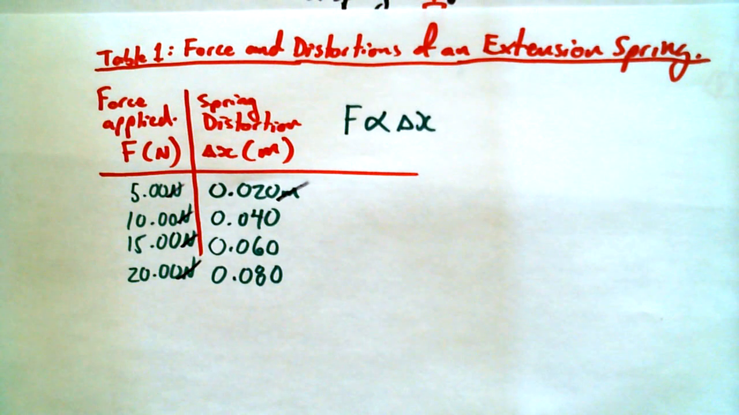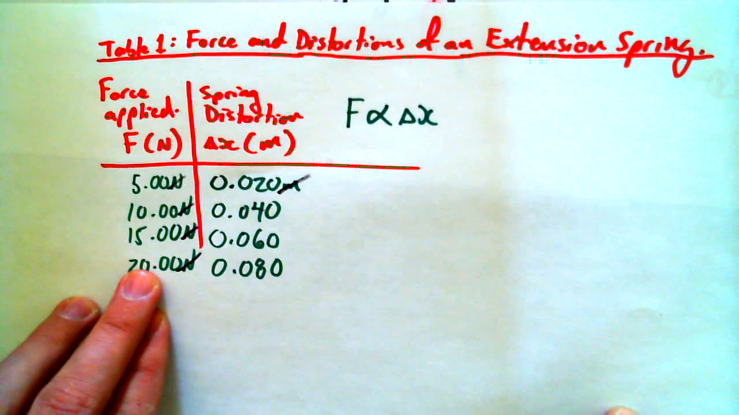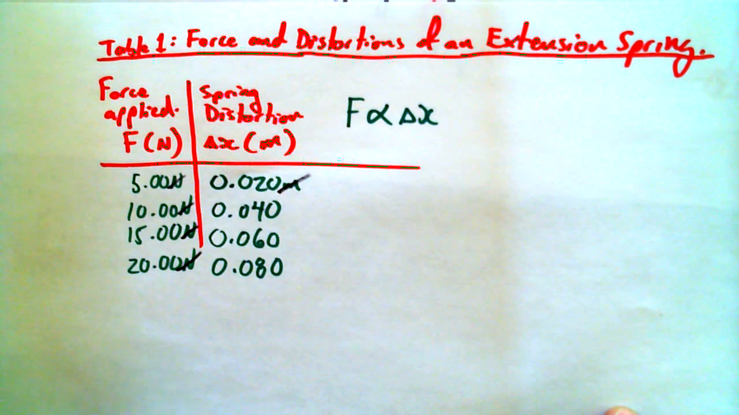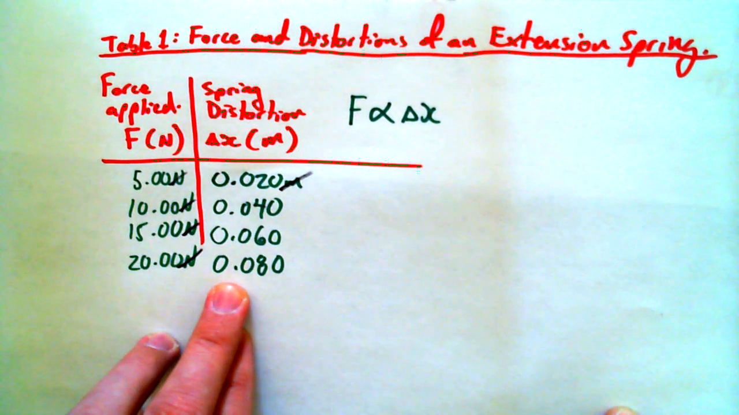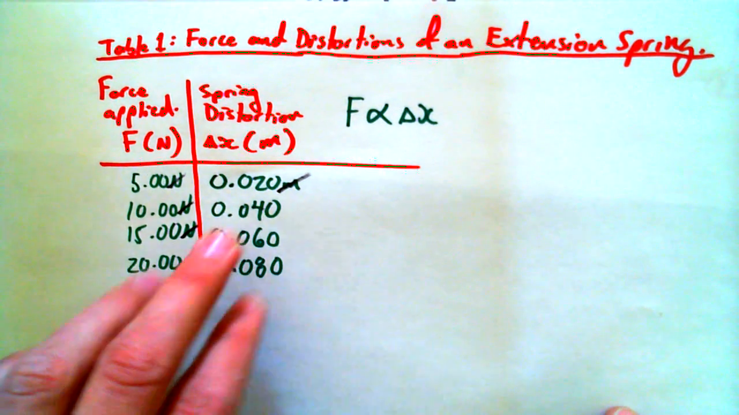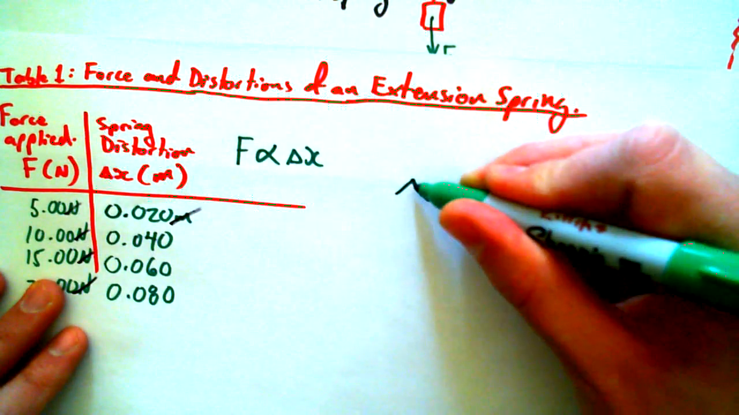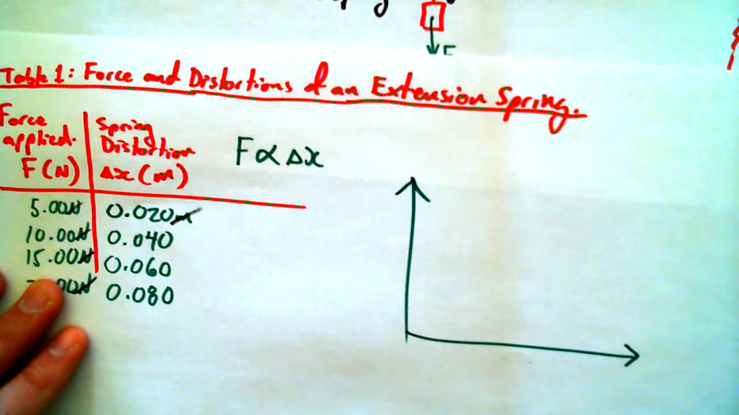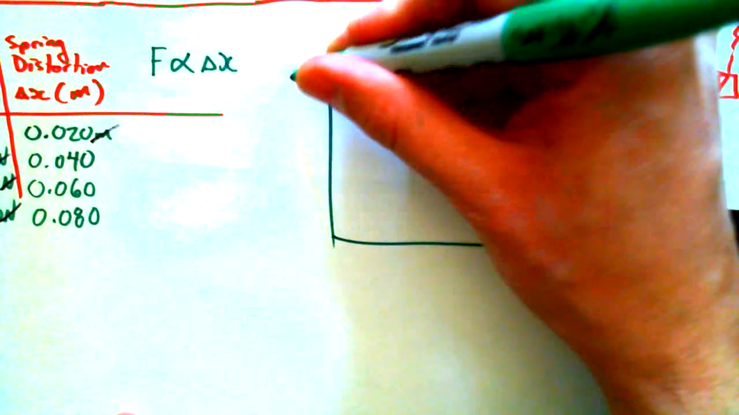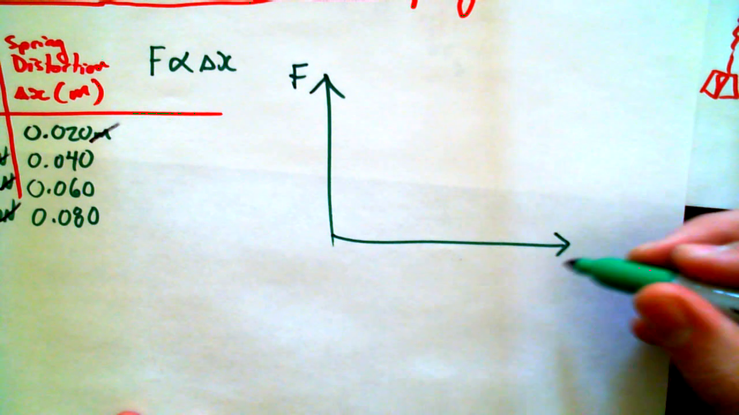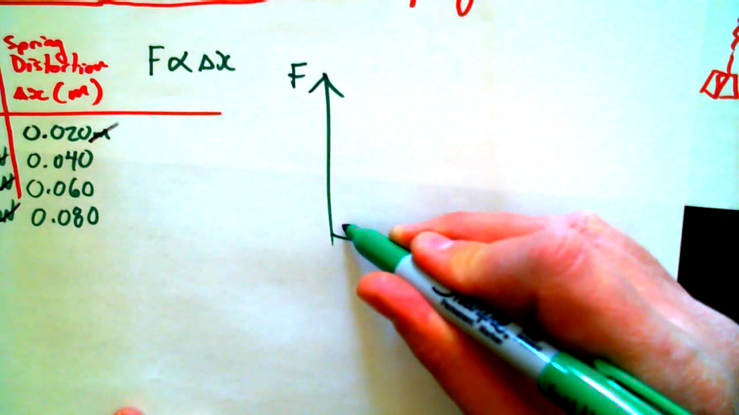Now you guys are going to do an experiment like this. What you're going to do is find force values using masses, and measure the distortion amount using a ruler or meter stick. And you're going to come up with a table of values like this. What you could generate from this data is the following. If I put the force on the vertical axis, and I put the delta x values on the horizontal axis, and I actually plot these data points.